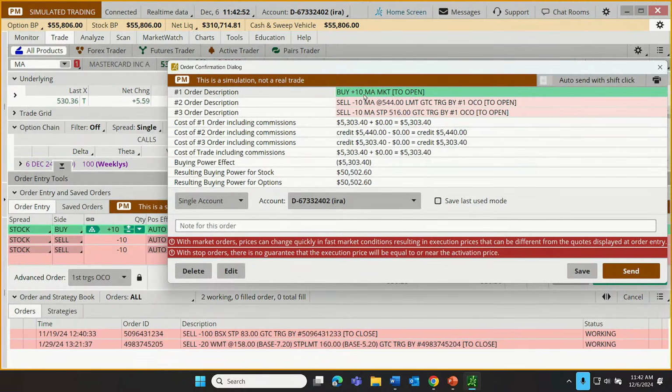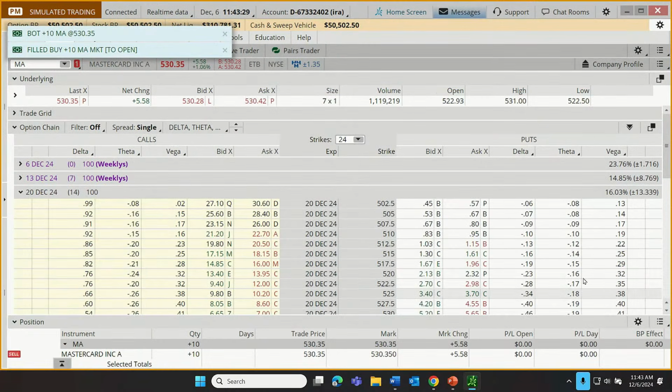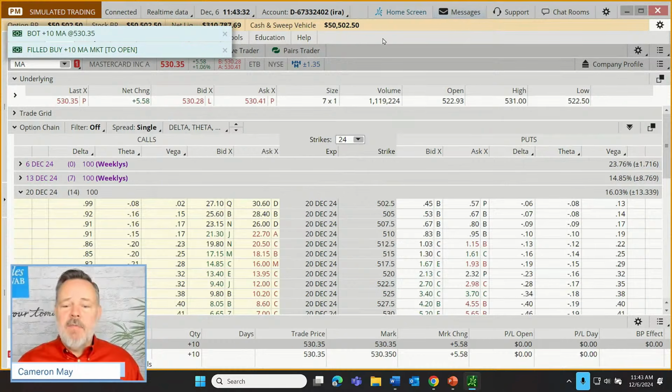We're going to buy 10 shares of MasterCard at the market. With market orders, of course, prices can change quickly in fast market conditions, resulting in execution prices that can be different from quotes displayed at order entry. So yeah, we're not guaranteed to buy it at exactly 530 bucks. Could certainly be more. Then we're going to sell if we can get to our target of 544. That's our limit. Or we're going to sell at a stop of 516 as an activation price. Now with stop orders, there's no guarantee that the execution price will be equal to or near the activation price. But I'm going to send that order off, and we'll see if we get to 544 or 516.